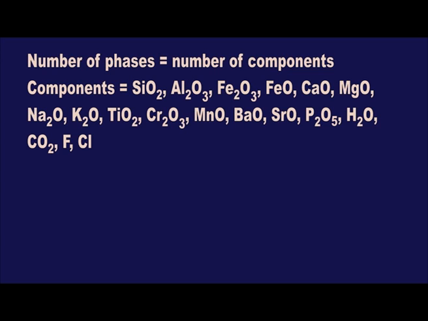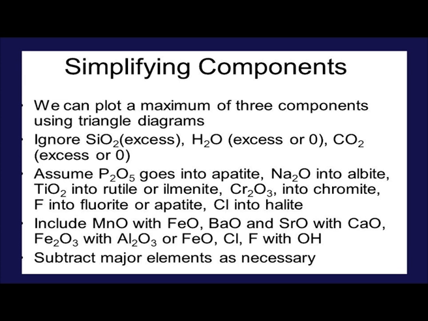Number of phases equal to number of components. Components are SiO2, Al2O3, Fe2O3, FeO, CaO, MgO, Na2O, K2O, TiO2, Cr2O3, MnO, BaO, strontium oxide, P2O5, S2O, CO2, fluorine, chlorine, etc. Simplifying components, we can plot a maximum of 3 components using triangular diagrams. Ignore SiO2 axis, S2O axis or 0, CO2 axis or 0.